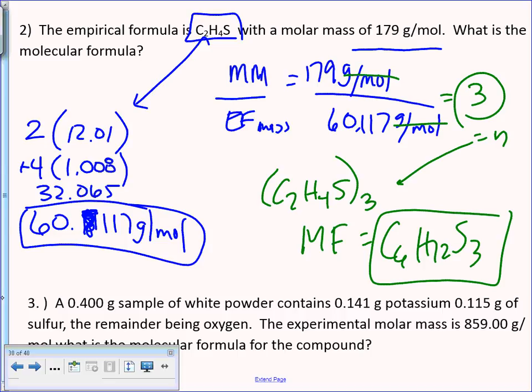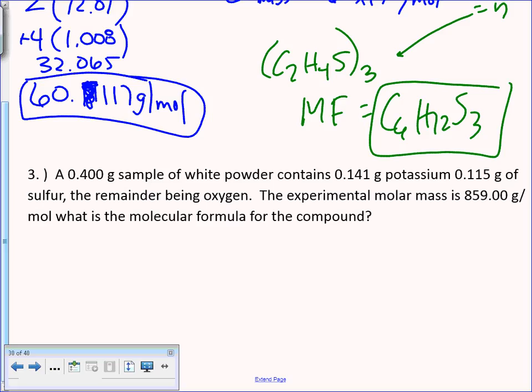So, put on your crime scene investigator cap. We found this white powder, but we only found 0.400 grams of it. After some mad chemistry skills, we found it contained 0.14 grams of potassium, 0.115 grams of sulfur, and the rest oxygen. Let's stop there. What can we do with that information? Figure out the oxygen. Okay, and then finish reading. The experimental molar mass is a big number. What is the molecular formula of the compound?